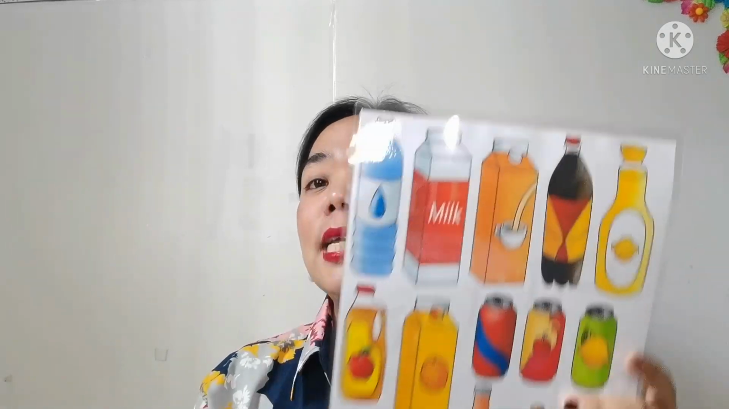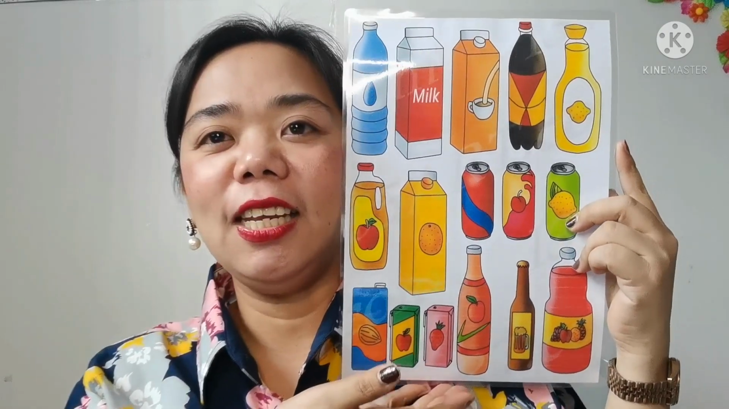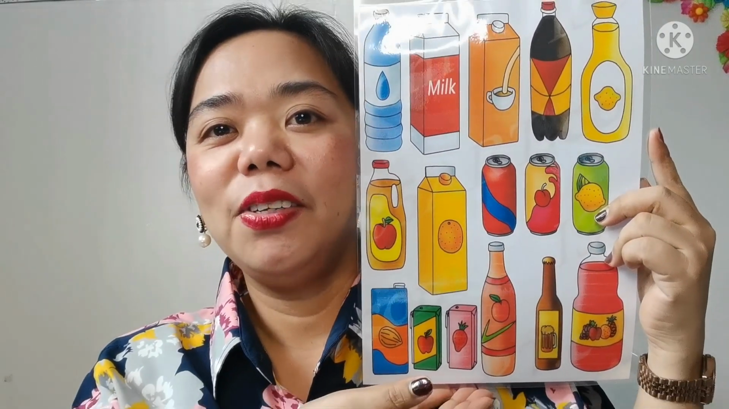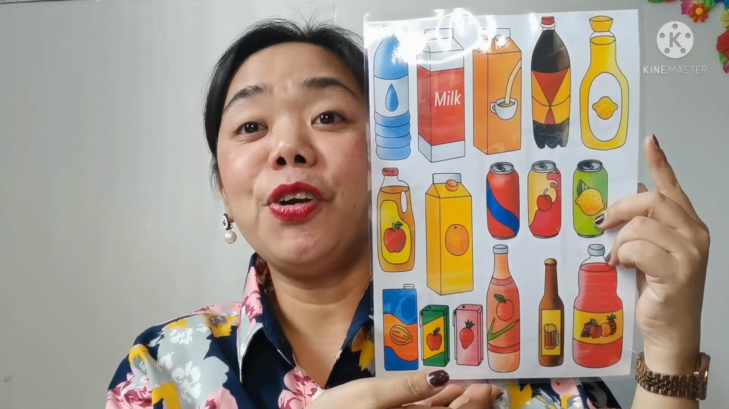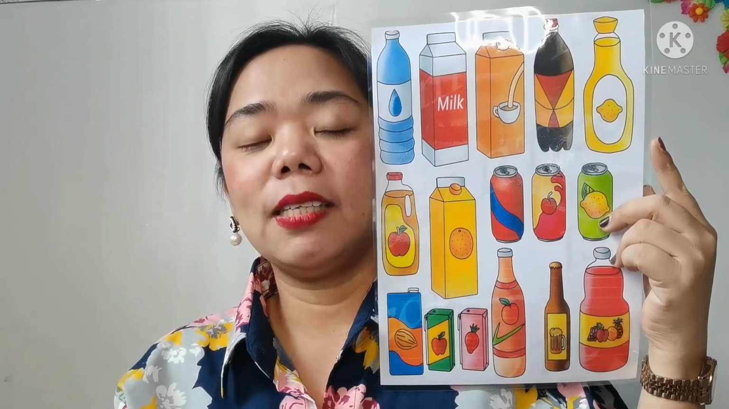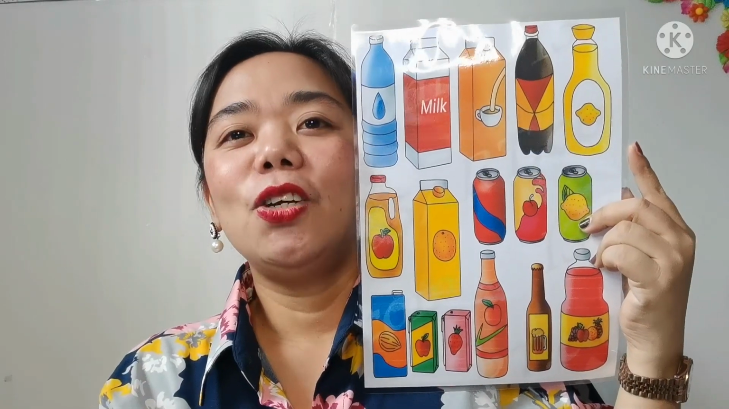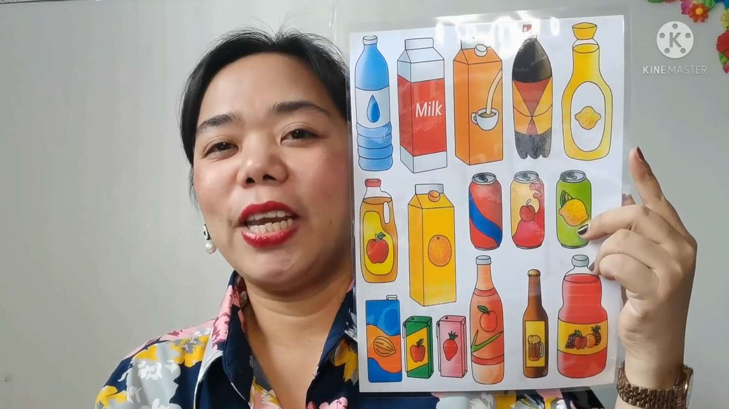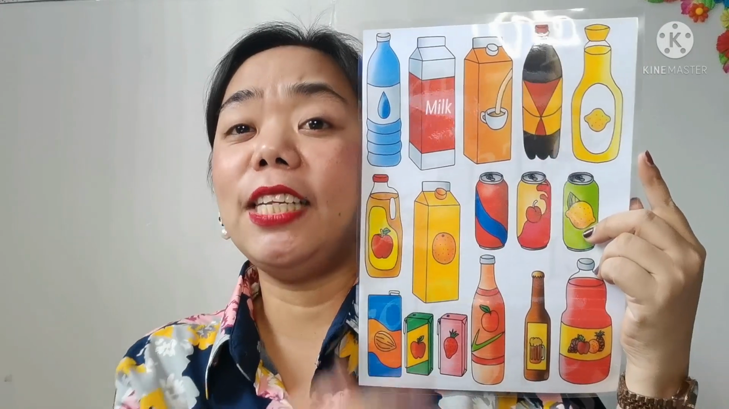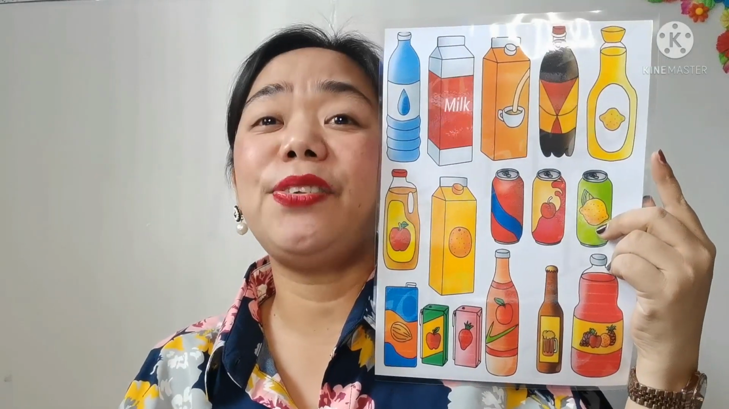And for our today's lesson, we have the different kinds of, what do you think is this, Kinder? Can you see in the picture, in the video? What do you think is this? These are the different kinds of drinks. Can you say it again? Drinks. Good job, everybody. Can you say that again? Drinks. Okay, good job. These are the different kinds of drinks that our body needs in order to be hydrated.